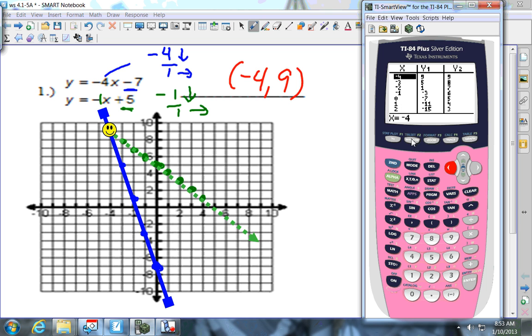The other way is to press second, this trace button, 5 for intersect, and press enter 3 times. This way will always give your answer with decimals and fractions. But if it's a whole number, you can find it in the table.